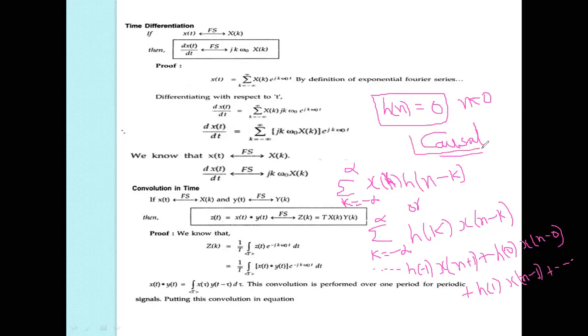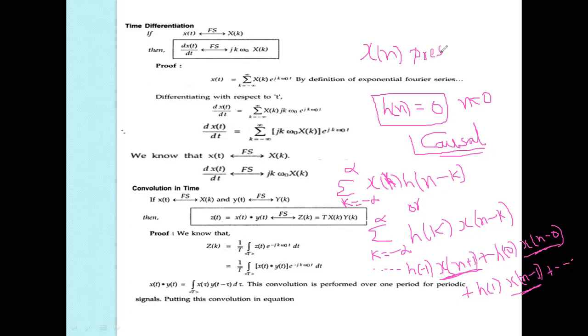A causal system depends upon the present input and the past inputs. What is the input here? x is the input. If x is the input, x of n is the present input.